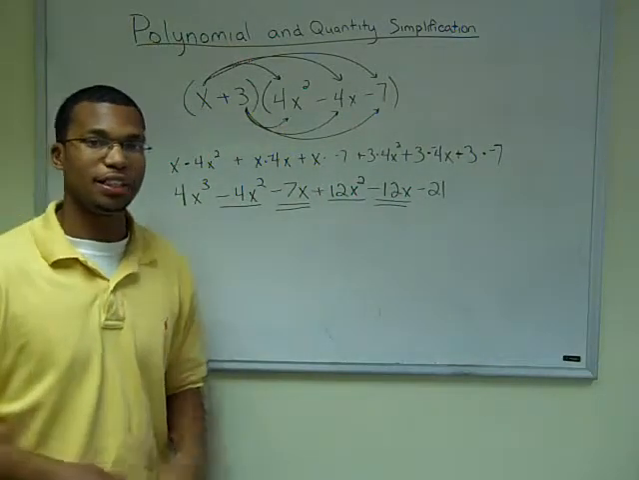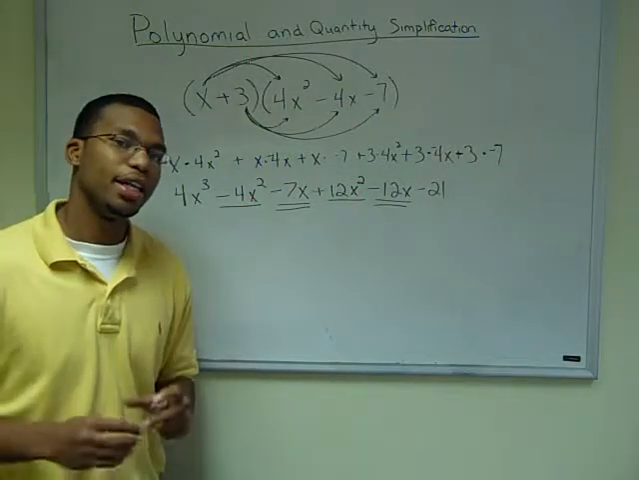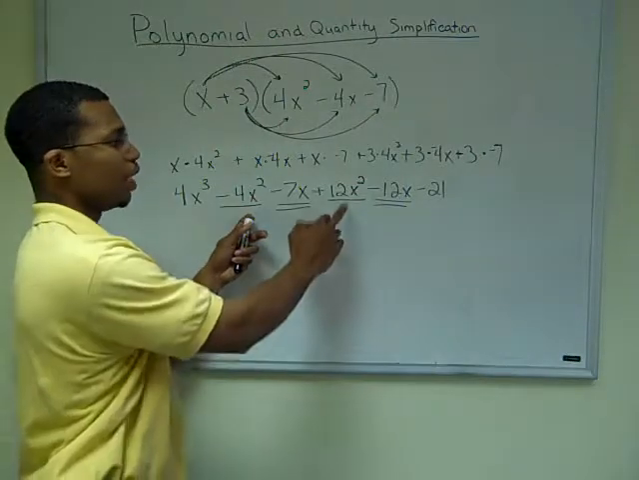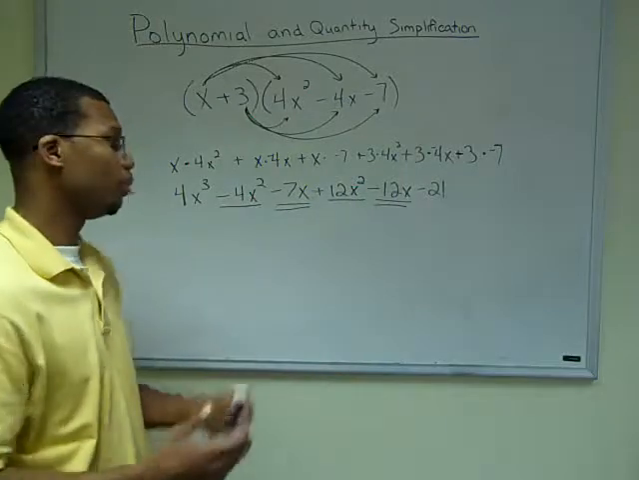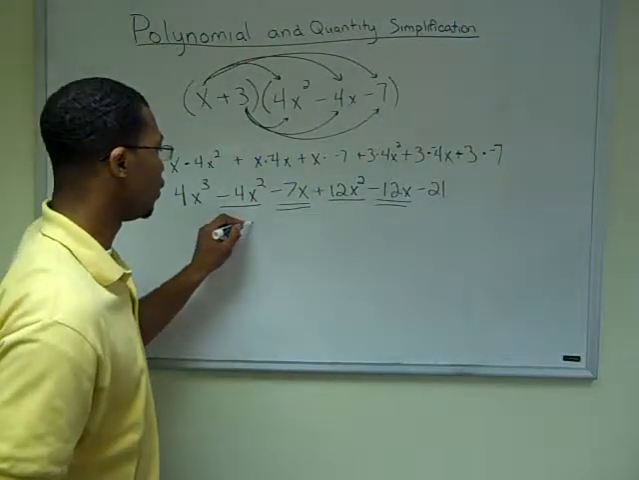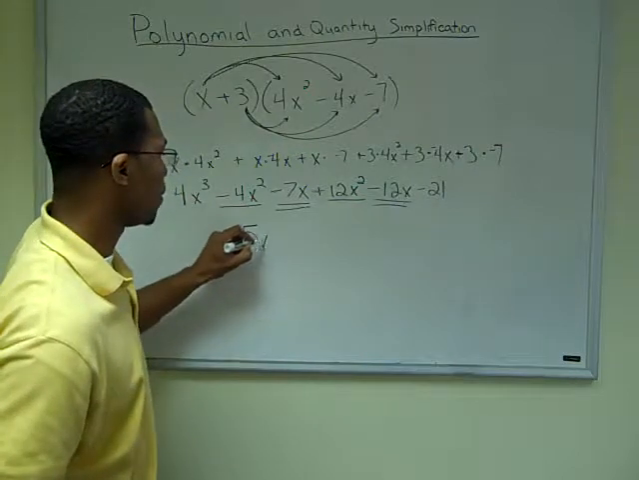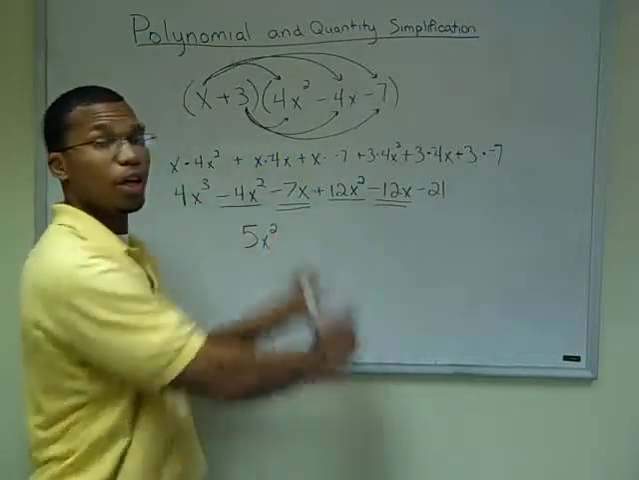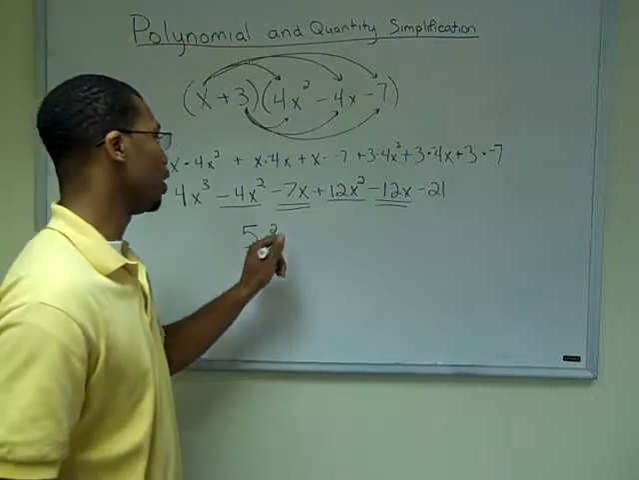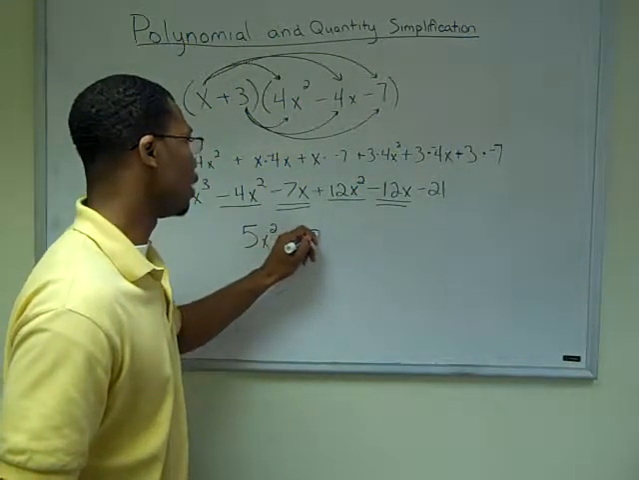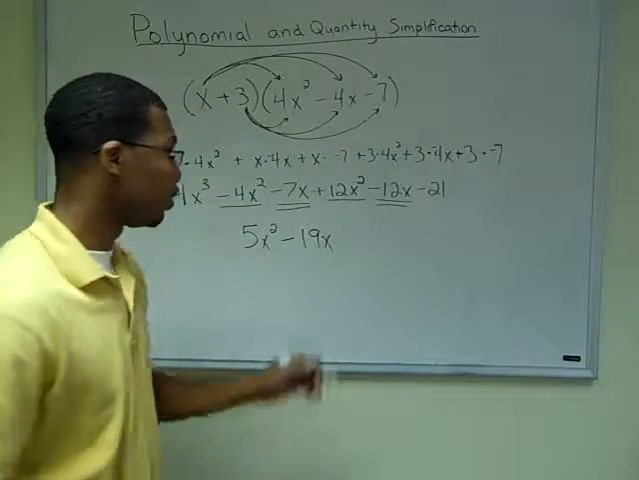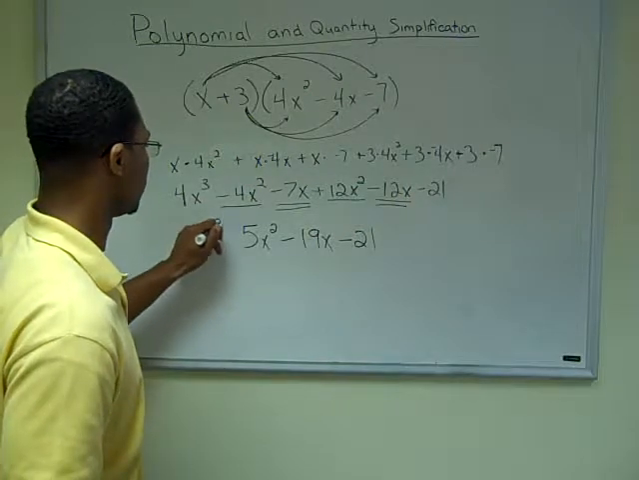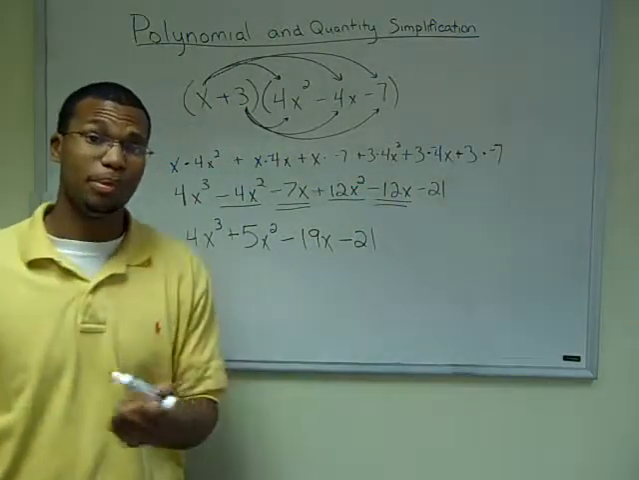Now notice I have underlines and double underlines. Those are to indicate the like terms in this expression. So negative 4x squared and positive 12x squared are like terms. So when we combine those together, we get positive 5x squared. Also, negative 7x and negative 12x are like terms, and when we combine those, we get negative 19x. We bring down the rest of our term. And now this is our simplified answer.